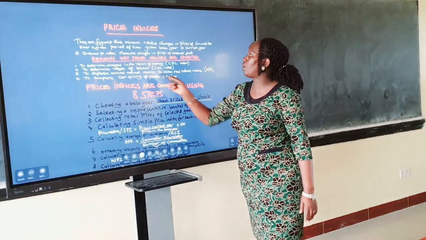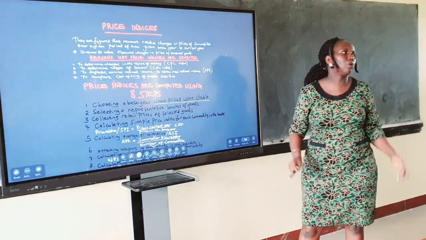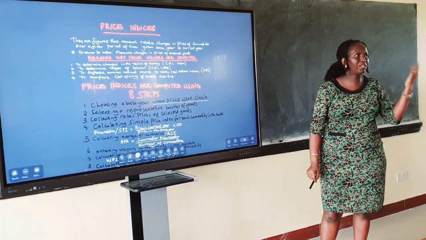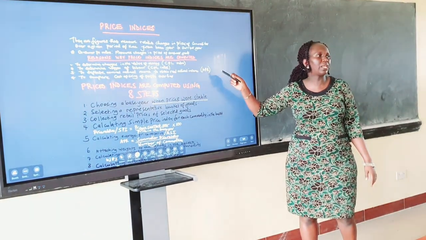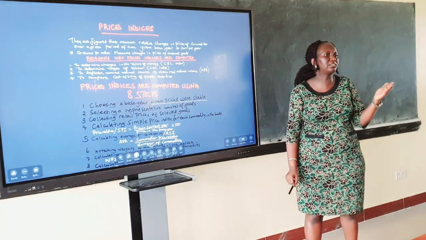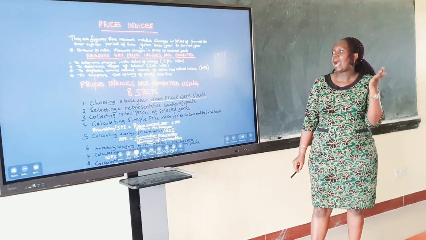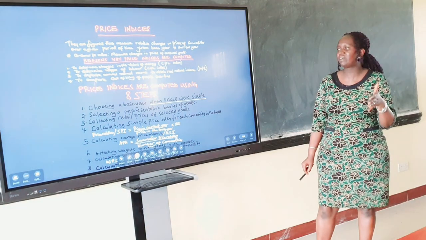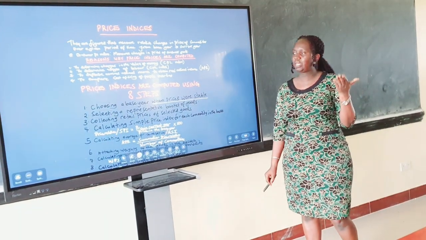Number four, it's used to compare the cost of living of people over time. So the cost of living is high whenever the average price relative is high, or the price indices are high. And in another period, we say that the cost of living is low whenever the average price relative is low.